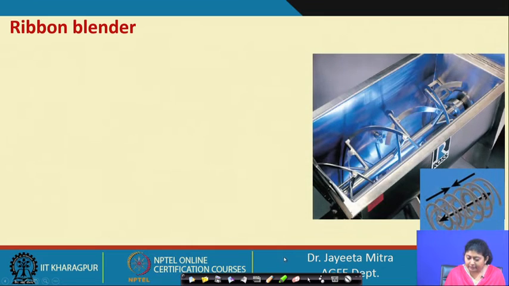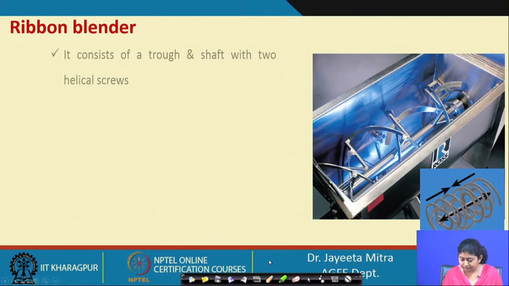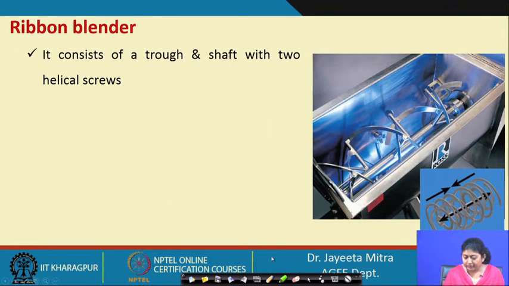Now, the ribbon blender. Ribbon blender initiates convective mixing. If you remember, that was also one mechanism. Okay. So, it consists of a trough and shaft with two helical screws. There is a trough, this one, and there is a central shaft. This one is the shaft with two screws.